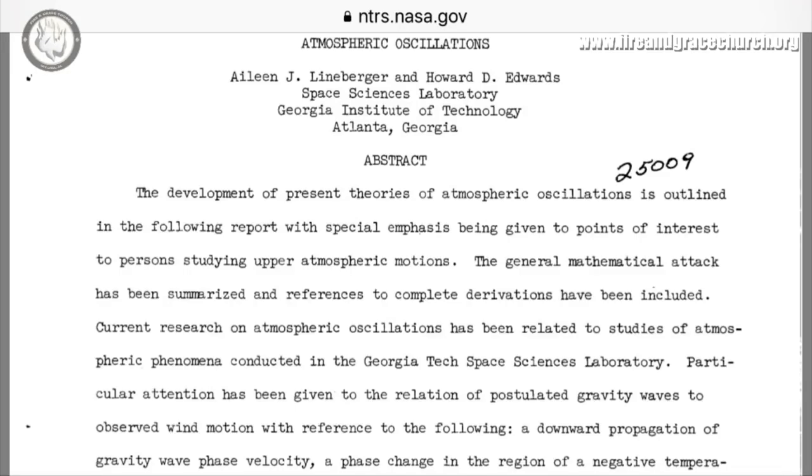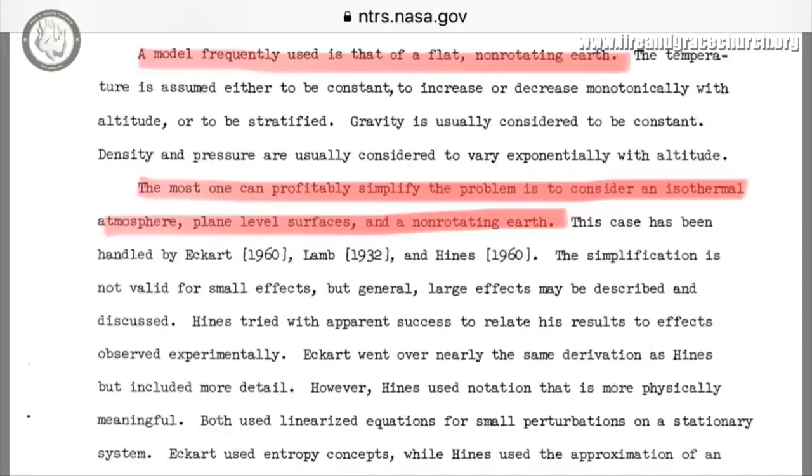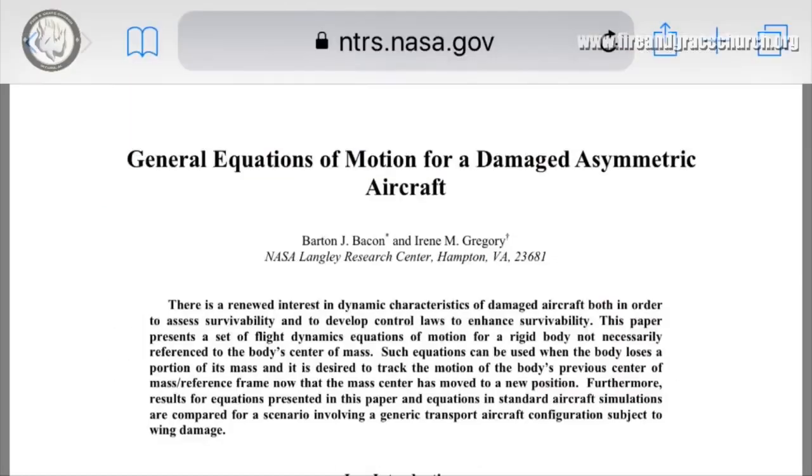April 1965. It tells you the abstract: develop present theories of atmospheric oscillations. A model frequently used is that of, everybody say it, flat and rotating Earth. The most one can profitably simplify the problem is to consider the isothermal atmosphere, plane level surfaces, and a non-rotating Earth. NASA.gov.